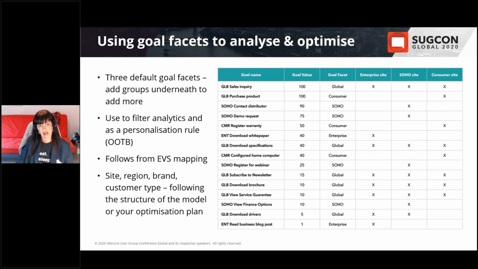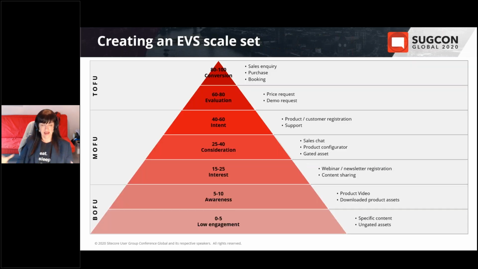So have a think about how you could use facets across your goals, but remember that they're optional, right? Not all goals need your facets. One of the things which is really helpful if you are going to be creating multiple engagement value scales is to have a scale set.